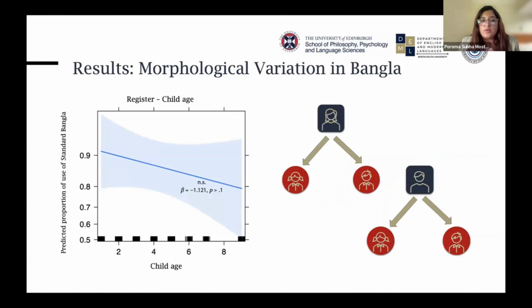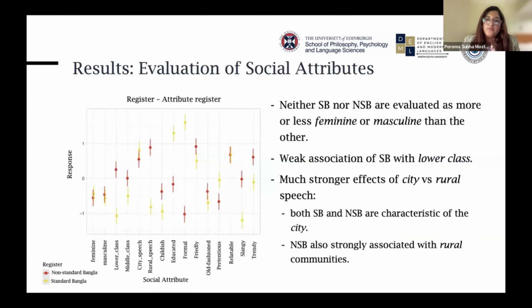Then we also added registers and looked at how it was affected, like whether it was associated with the child's age as well. This one was particularly interesting because we saw that as the children grew older, the amount of standard language use went down a lot. It was not the same as when they were very young. The amount of standard variety being used with them was quite high, but as they grew older, the usage went down quite a lot. And then we also added all these attributes.